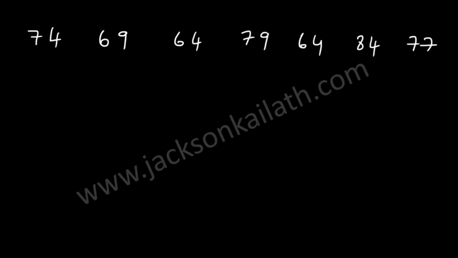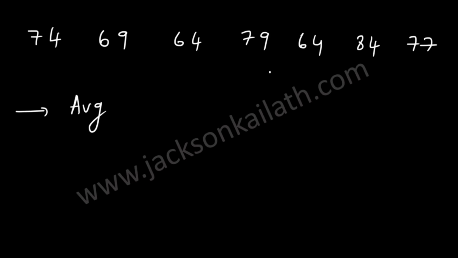In this question, we are given the weekly grocery bills of the Smith family for 7 weeks. So it's 74, 69, 64, 79, 64, 84, and 77. And we are asked to find the average. So that's the question. Now, the direct way of solving this is that you can just add these up.